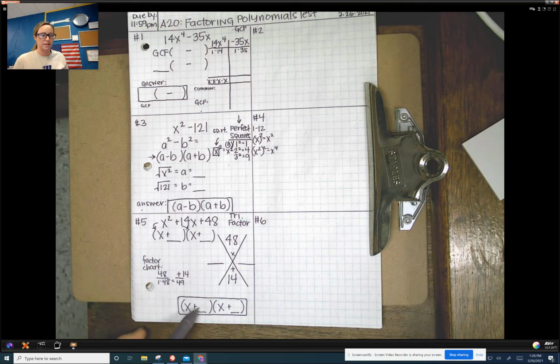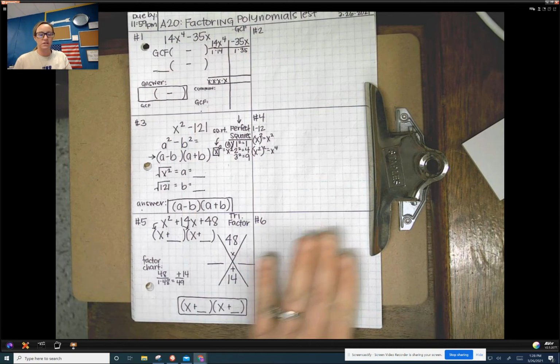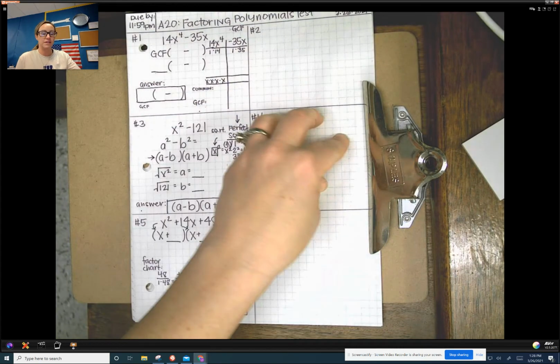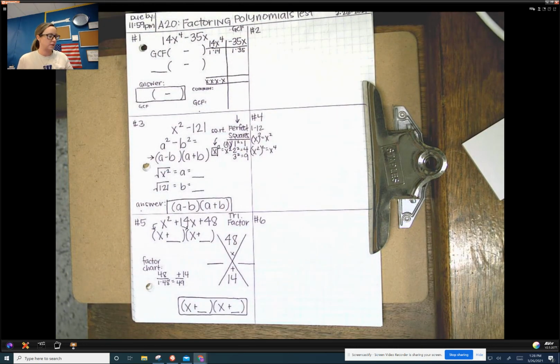And I want to see your answer down here. These boxes should look the same strategy-wise. Obviously, the numbers are going to be different. And these boxes are going to be the same.